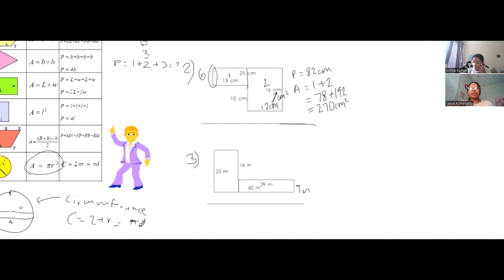And then we have 42 meters. We have 23 meters, but we don't know the length of this. So you just subtract 42 minus 29, which is 13 meters. And then we have 16 meters and we have 29 meters. Now we just need to add all of them together. So it would be 29 plus 7 plus 42 plus 23 plus 13 plus 16, and that would give you 130. So the perimeter is 130 meters. Don't forget the units.